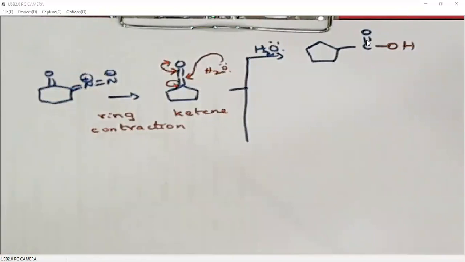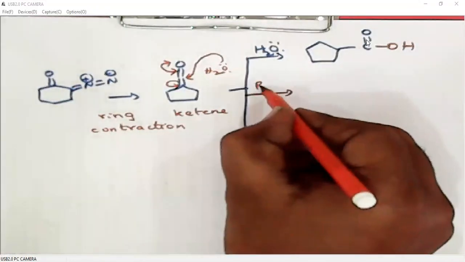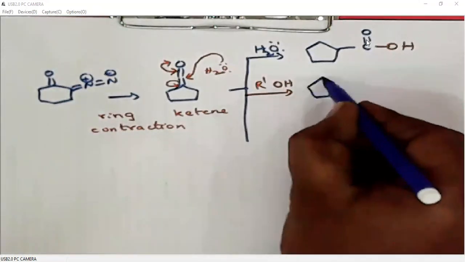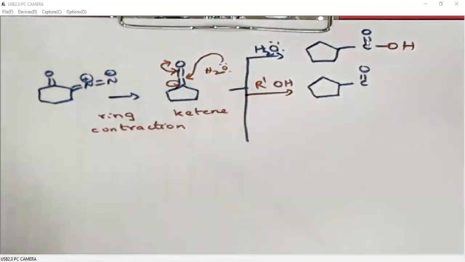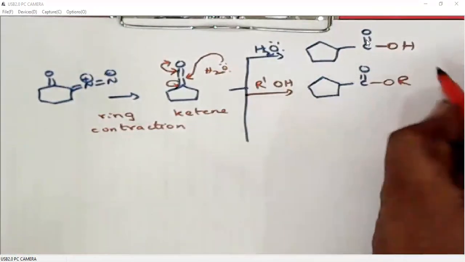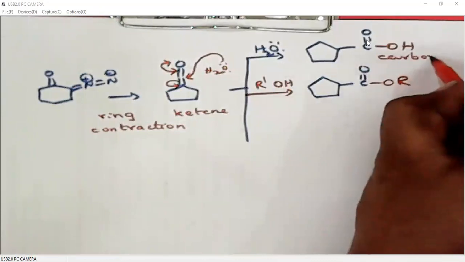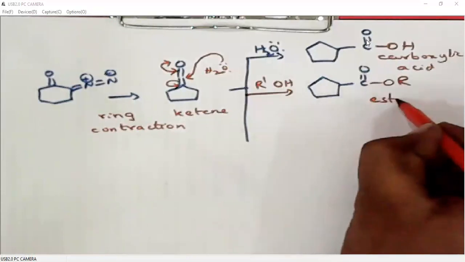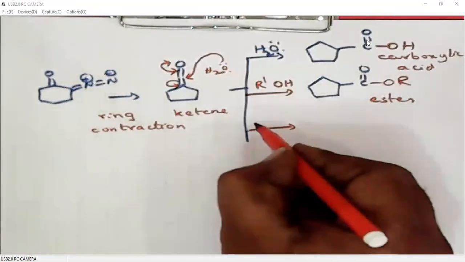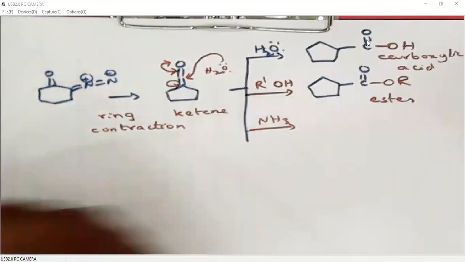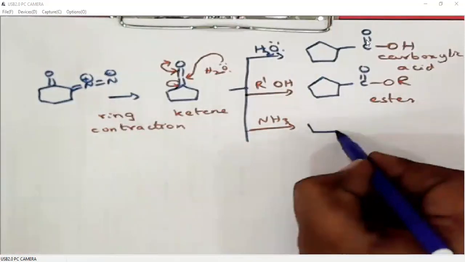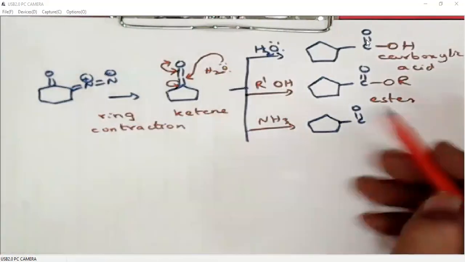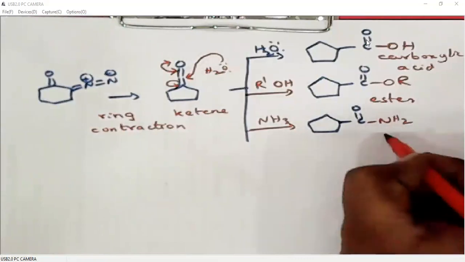Similarly, we can also explore this using an alcohol. When we use an alcohol, what do we get? We get an ester. So this is the carboxylic acid, and this is the ester. Similarly, when we use an amine, if we use simple ammonia, what we will get is an amide.